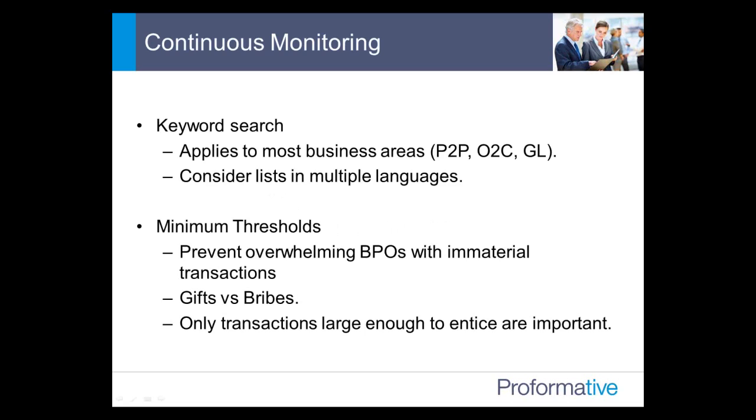Another thing to consider is minimum thresholds. So we're mentioning false positives. And one way to reduce the number of false positives and overwhelming your business process owners is not overwhelming them with immaterial transactions. And there is a difference for the FCPA in particular of gifts versus bribes. And only transactions large enough to entice are important from the perspective of FCPA. Now, there are other legislations like the UK Bribery Act where there's less of a distinction. But for the FCPA in particular, only transactions that are material, that would be significant enough to entice, only those would be important. Jeremy, what does that threshold figure work out to in most of your implementations?